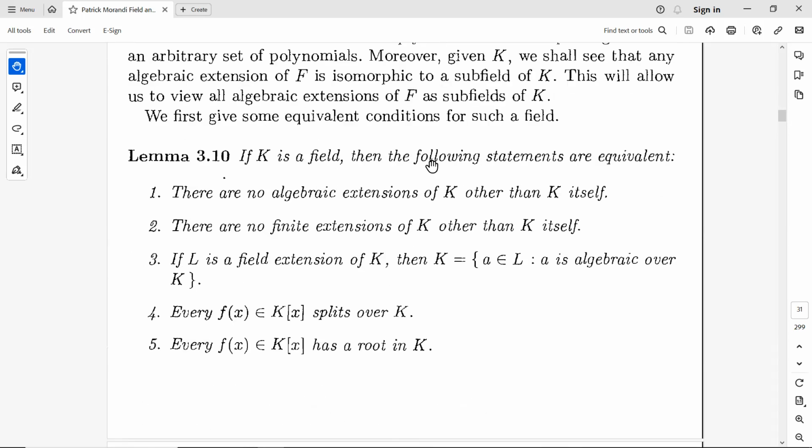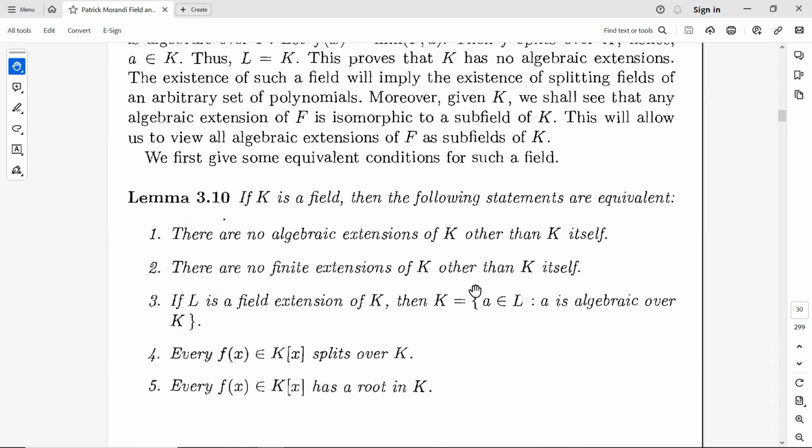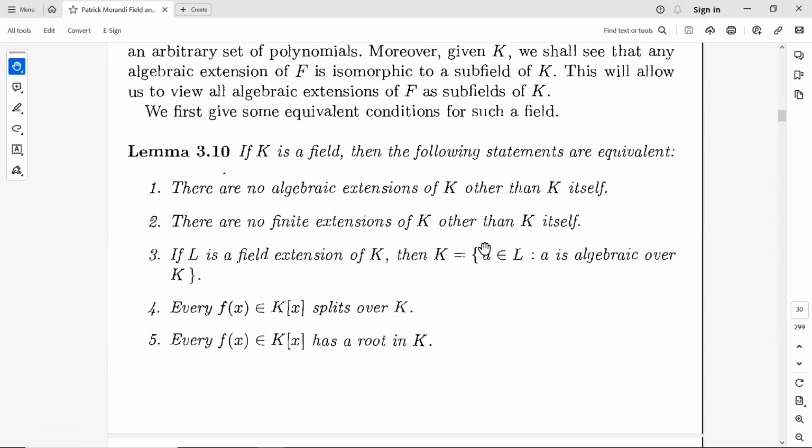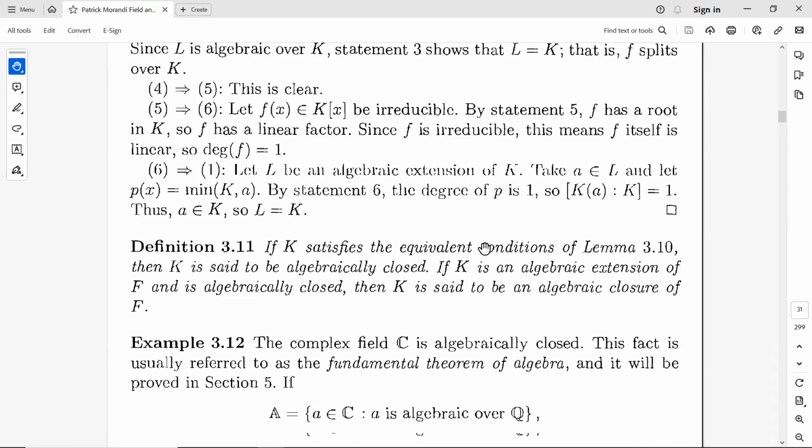So let's see what it is. There are no algebraic extensions of K other than itself. That makes sense? The statement, what it means: there are no finite extensions. If L is a field extension, every field extends. Is this fine? This is the definition of algebraically closed.